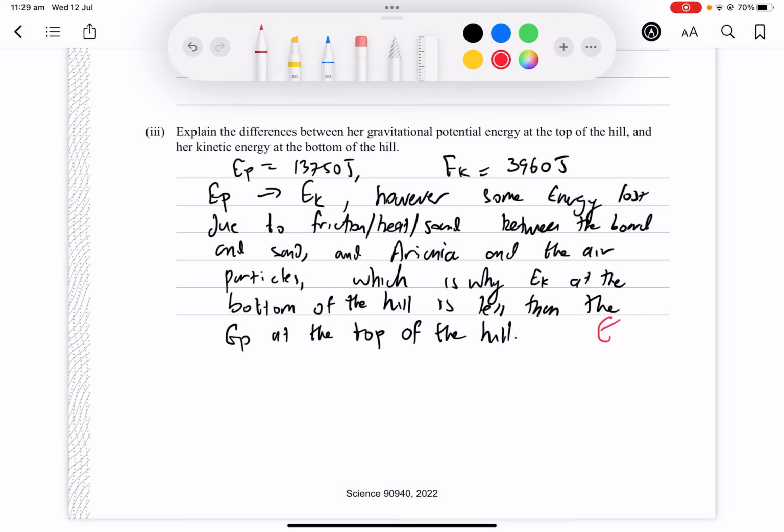In terms of getting a merit, if you can do one correct calculation and state that not all EP is converted into EK, that is a merit. And to get an achieved, just attempting the first calculation is an achieved. And if you state that some energy is lost, that can be an achieved grade there as well.